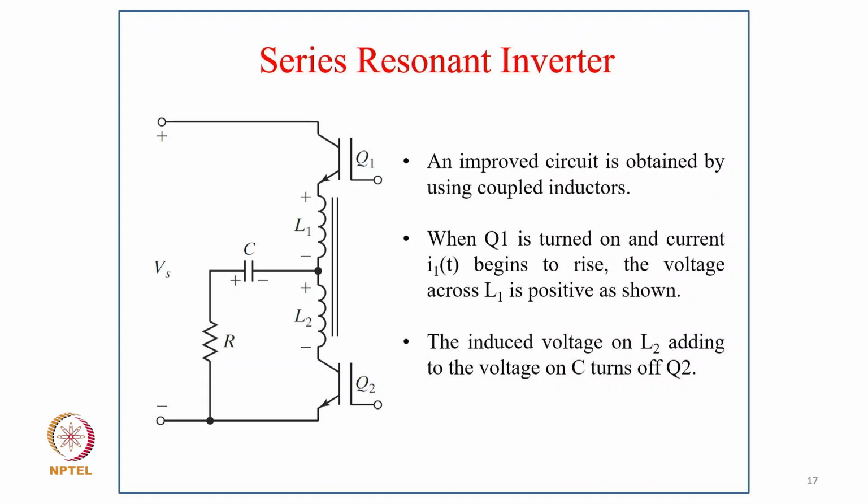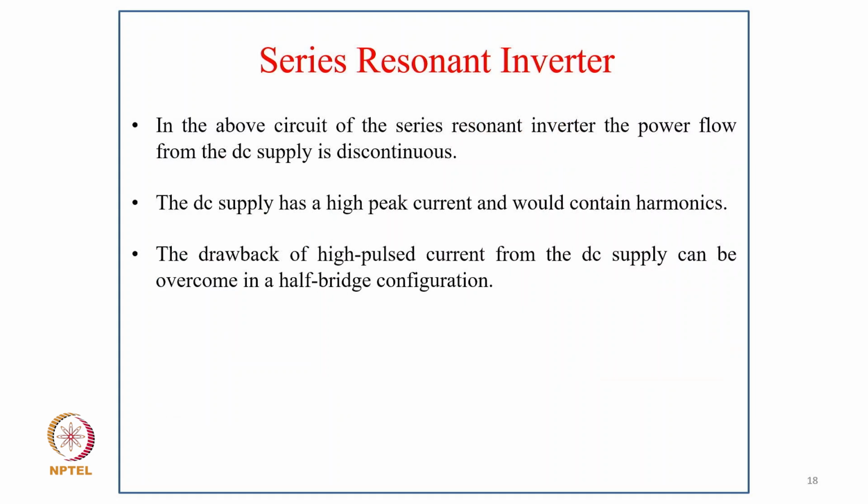Now coming to the same series resonant circuit, here we connect a capacitor and resistance in series from this point. So an improved circuit is obtained by using a coupled inductor, where Q1 is turned on and current I1 begins to rise and the voltage across L1 is positive as shown, and the induced voltage on L2 adds to the voltage to turn off Q2. In the above circuit of the series resonant inverter, the power flow from the DC supply is discontinuous. The DC supply has a high peak current and will contain harmonics, and the drawback of high pulse current from the DC supply can be overcome in a half bridge configuration.